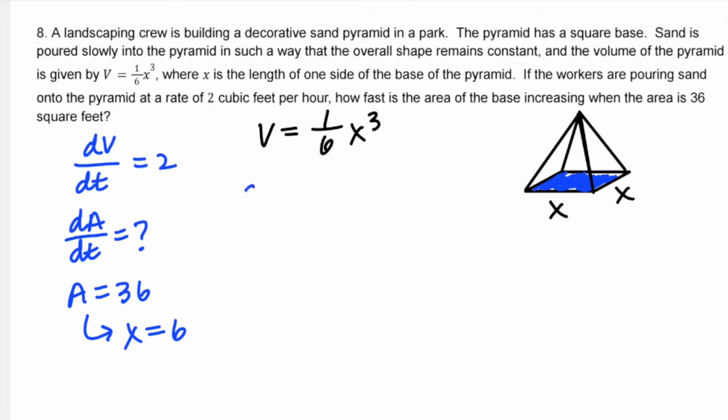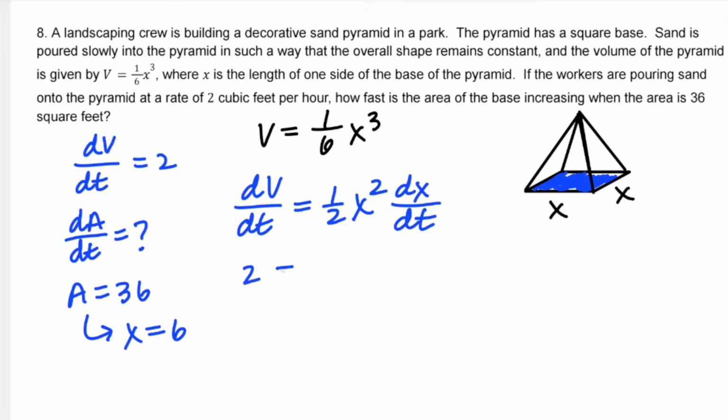And so I think I'm going to take the derivative of volume with respect to time and get 3 over 6 x squared dx dt. And we have dV dt. Okay, yeah, we have what we need, at least to get to the next step. So dV dt was 2, 1/2 of x squared is 36, so 18 dx dt, meaning dx dt is 2 over 18, 1 over 9.